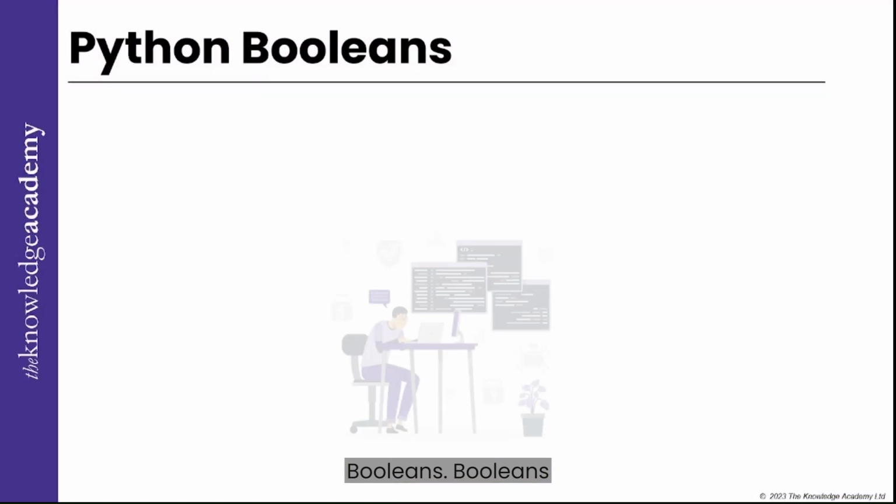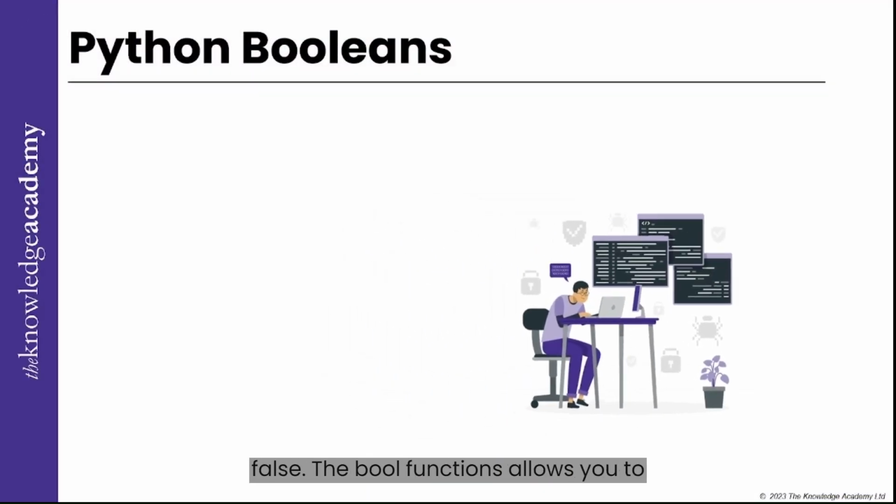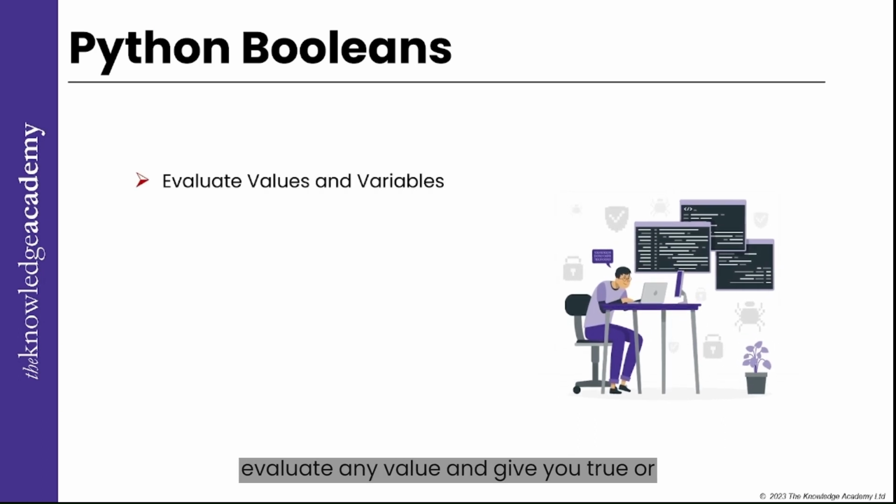Booleans. Booleans represent one of two values: true or false. The bool function allows you to evaluate any value and give you true or false in return.